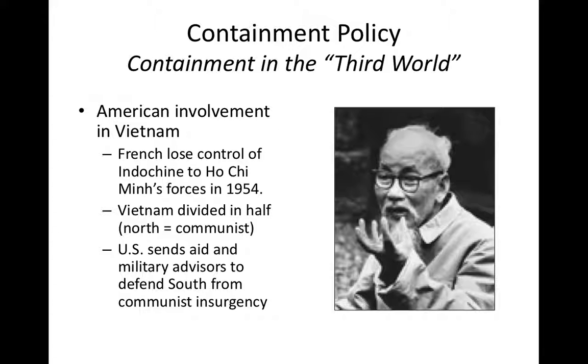The containment policy leads Americans to get involved in Vietnam. Vietnam was a French colony up to 1954, and in 1954, the French lose control of what it called Indochine to an insurgency by leftist guerrillas there, led by this guy, Ho Chi Minh. In 1954, they drive the French out. Vietnam is divided in half as a result of a peace treaty. The North becomes the communist side. The South becomes the non-communist side, just like in Korea. The U.S. sends aid and military advisors to the South because they were worried that the South was being threatened by communists there. And the U.S. began a very long history of involvement in Vietnam from that point on.